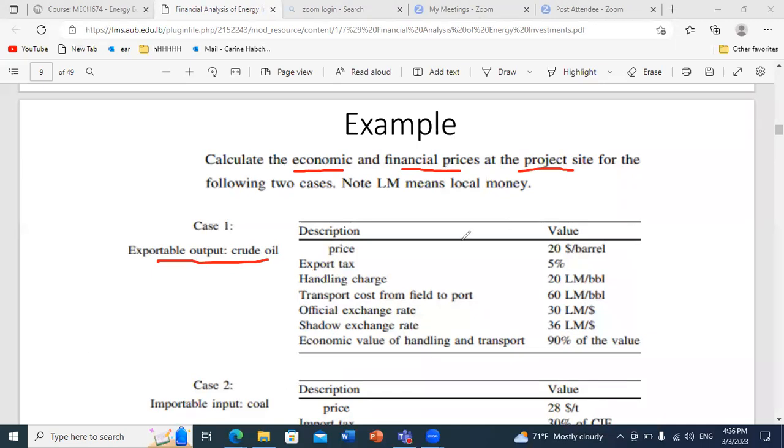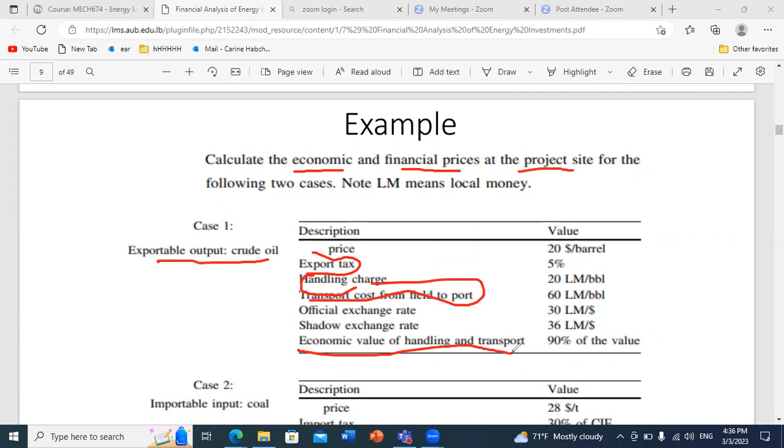Now, in order to make a product that can be consumed, you have several steps after the project site. So you have taxes, the handling charge, the transport cost from field to port, the exchange rate, and the economic value of handling and transport. Okay, what do we mean by this?